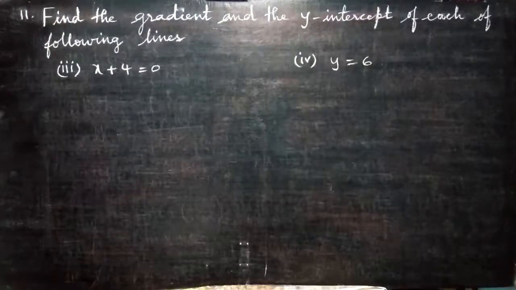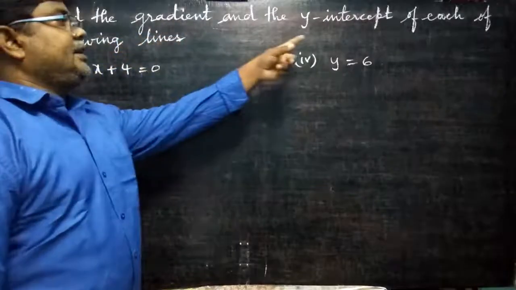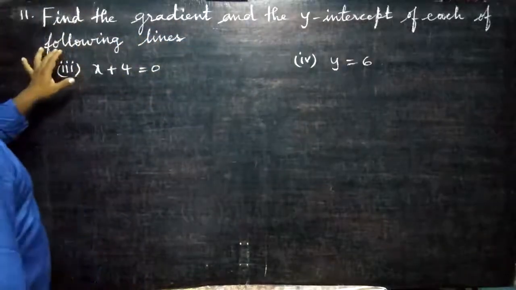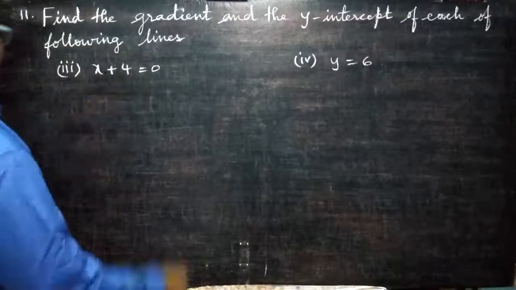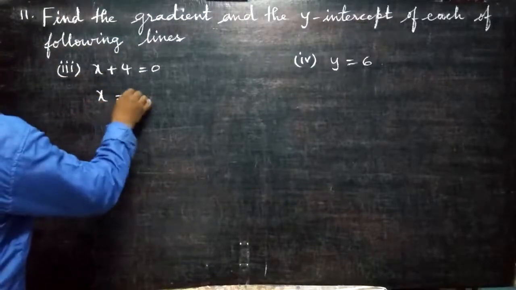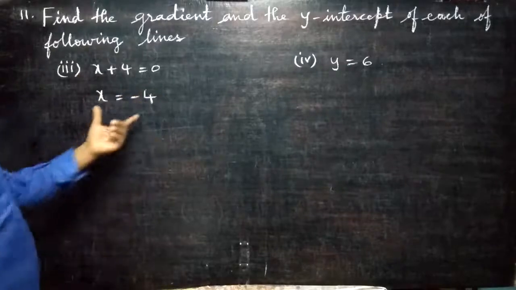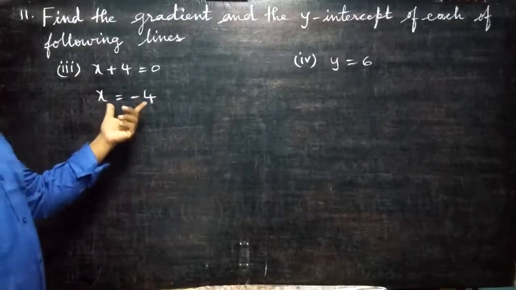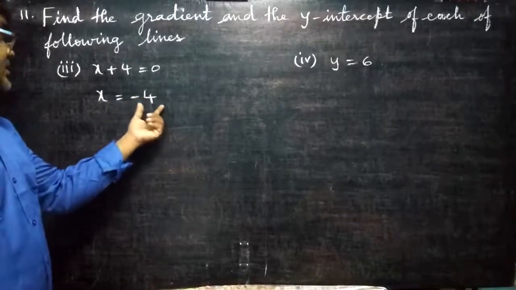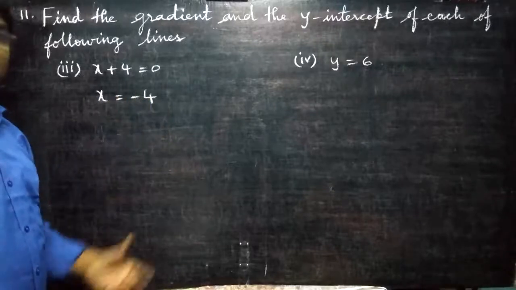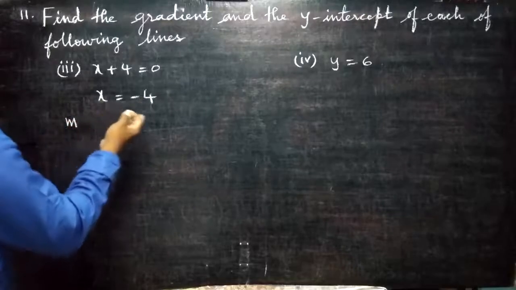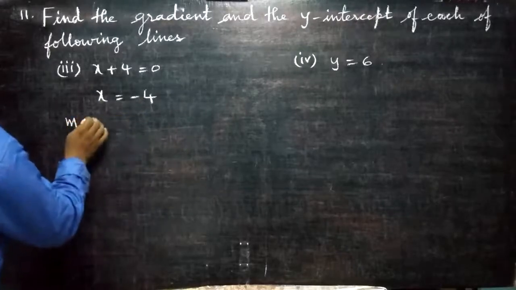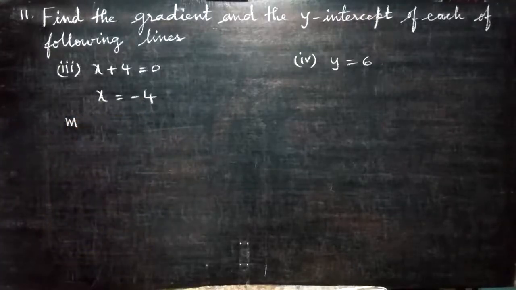Same problem. Find gradient and y intercept for each of the following lines in that third bit now. x plus 4 is equal to 0 means x is equal to minus 4. The actual meaning of this is parallel to y axis at a distance of minus 4 units. Are you able to follow? So here m is not there. M is slope. Gradient is undefined, not defined.